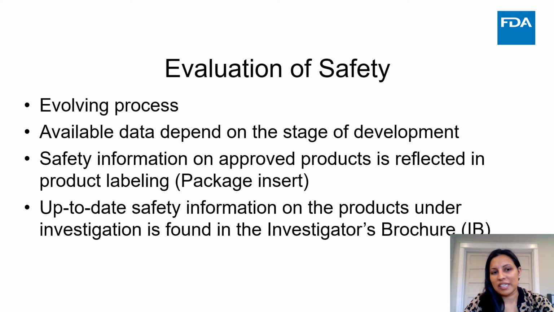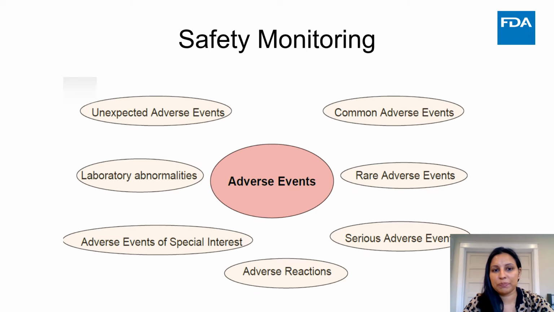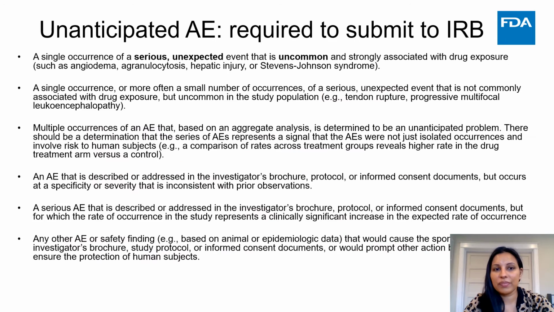Certainly, the evaluation of safety is a process that evolves, and the data that's available depends on the stage of development of the product, usually. We include safety information on approved products in the label, and we expect that the investigator's brochure has up-to-date safety information. Safety monitoring takes many forms. In terms of adverse events, there's of course serious adverse events, which we will define and talk about, unexpected adverse events versus common lab abnormalities and adverse reactions.